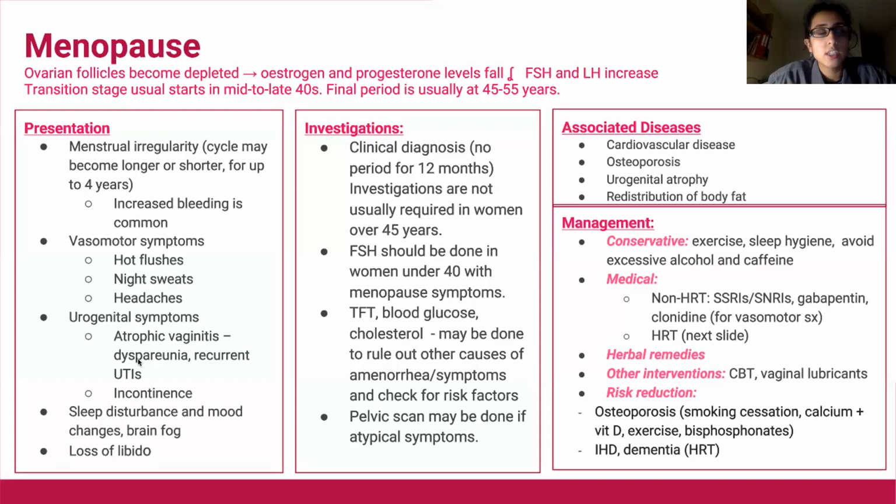So atrophic vaginitis, because normally what estrogen does is keep the vaginal walls well lubricated. A decrease in estrogen leads to a dryness in the walls, to put it plainly, and this can lead to dyspareunia, so pain on sex, recurrent UTIs, and also incontinence as well. And actually, it's urge incontinence that's most commonly reported, rather than stress incontinence. And additionally, decreased estrogen can lead to loss of libido as well.